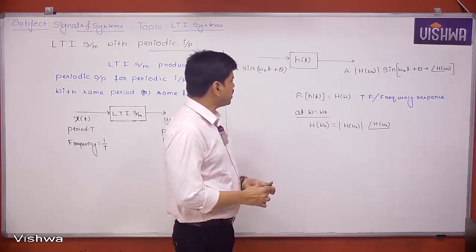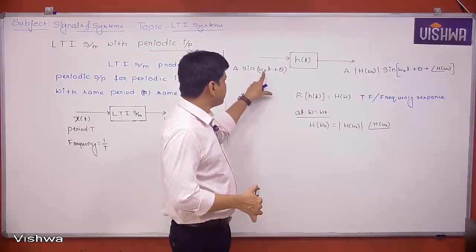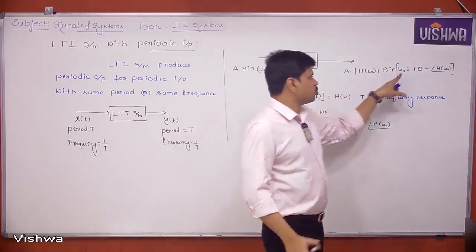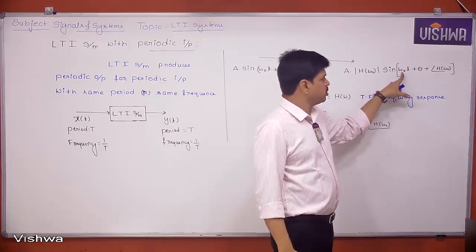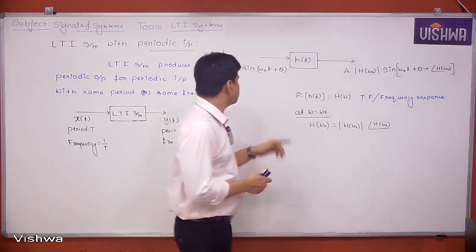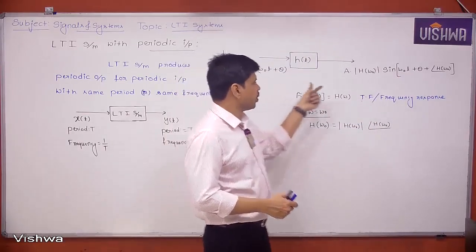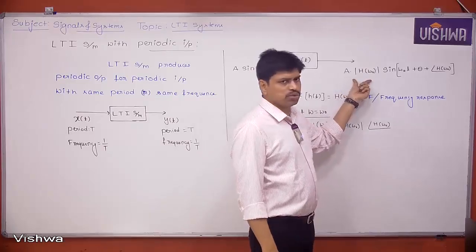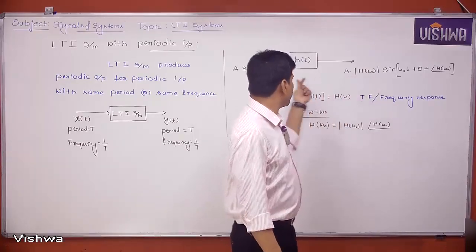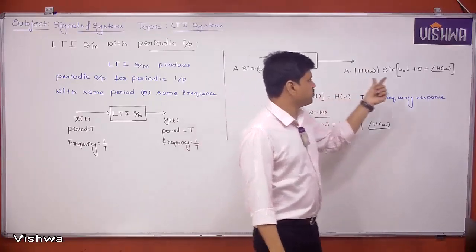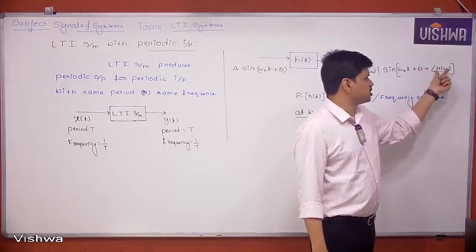So if you observe carefully, the input has frequency omega naught, and the output also has frequency omega naught. But here the magnitude is A. What is the magnitude in the output? A into mod H of omega naught. What is the phase here? Theta. Here the phase is theta plus angle of H of omega naught.